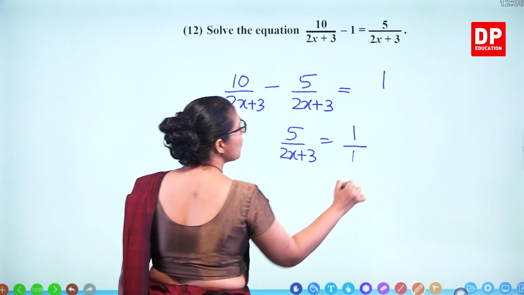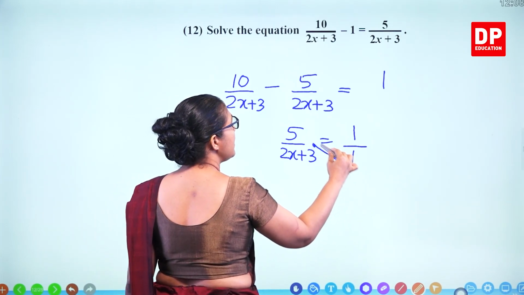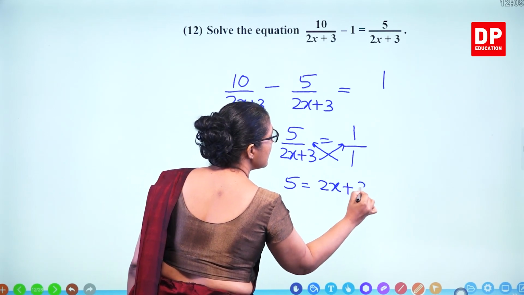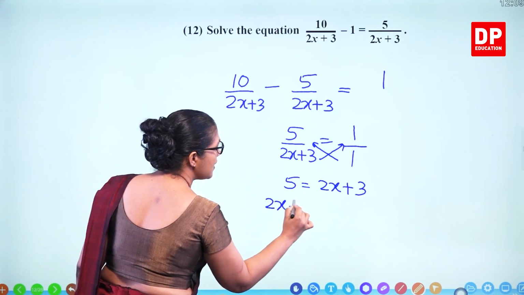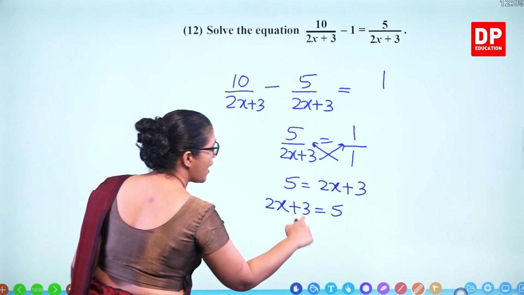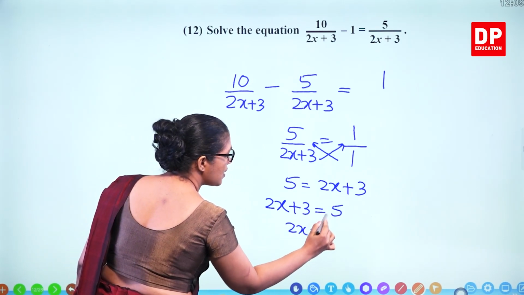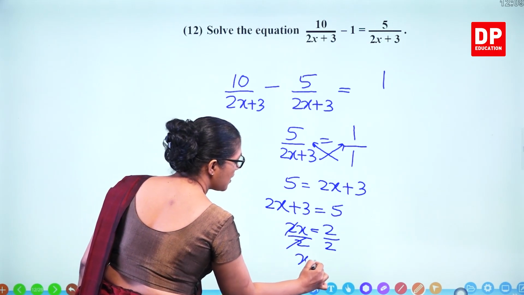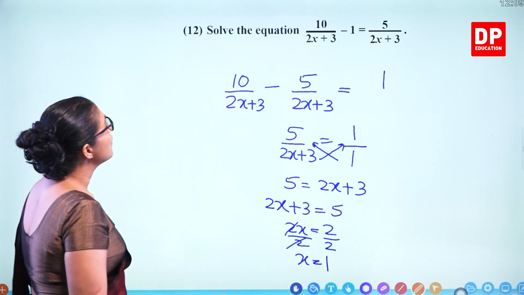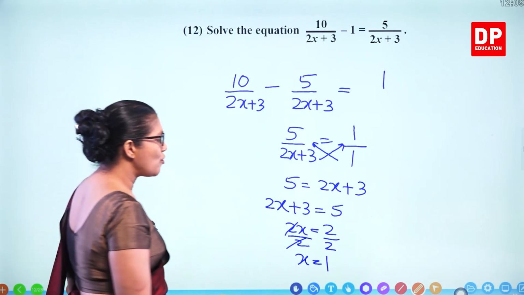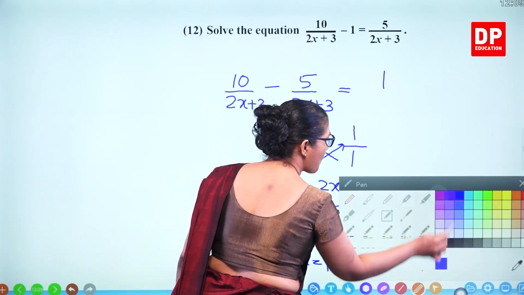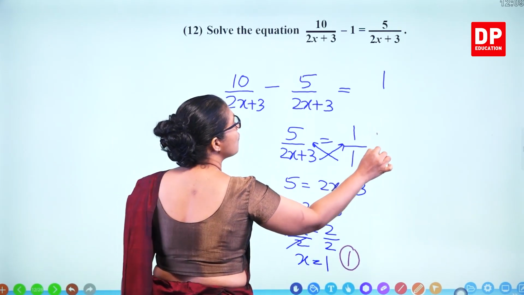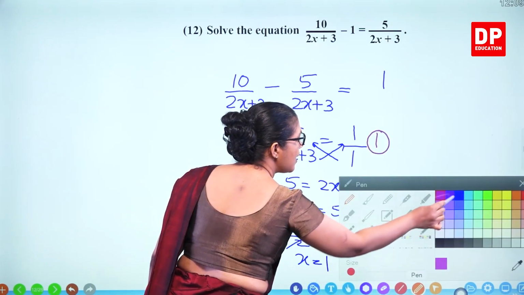Now, this is like 1 over 1. Cross multiply and equate. 5 equals 2x plus 3. Now, 2x plus 3 equals 5. Subtract 3, you get 2x equals 5 minus 3 is 2. Divide by 2, you get x equals 1. So that's the value of x. Solving means you are finding the value of the unknown letter. So 2 marks again, 1 mark for the method and 1 mark for the answer.